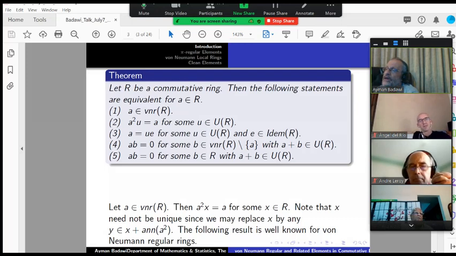It means ab equals 0 for some b in V(R) and a plus b has to be a unit. And look at the fifth condition. All these conditions are equivalent.